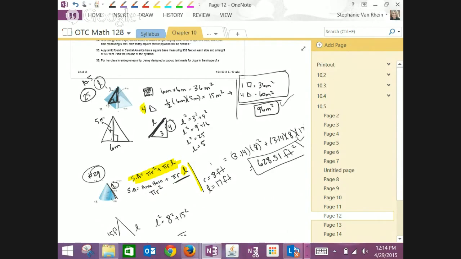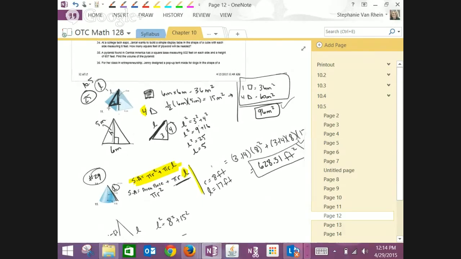Sorry, there's 5 total surfaces. 4 surfaces of the pyramid, and they're all triangles. Area of a triangle is 1/2 base times height, right? 1/2 the base of the triangle times the height. The height here is not given. You have to find it, using the Pythagorean theorem. And it's represented as L here. Turns out the lateral height is 5.